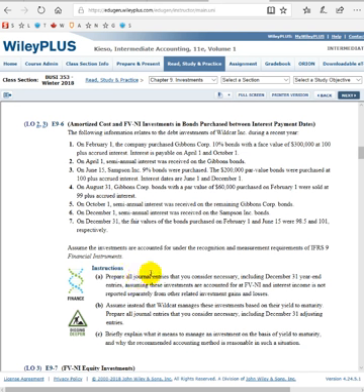So if you want to take a snapshot of this screen, that would be good, and then you can refer back to it, or of course you can look at it in your own textbook through Wiley+.